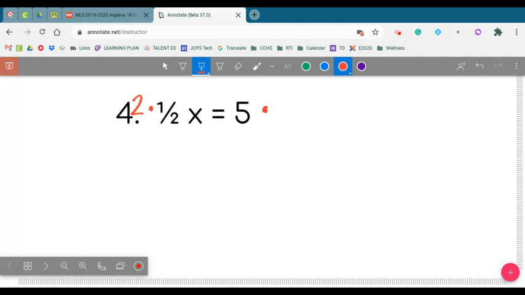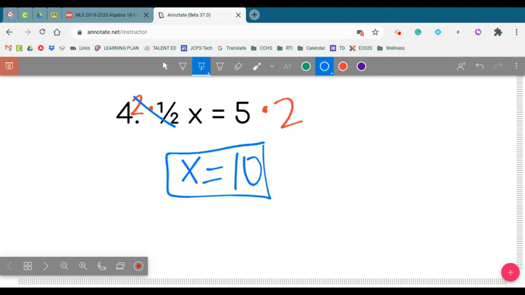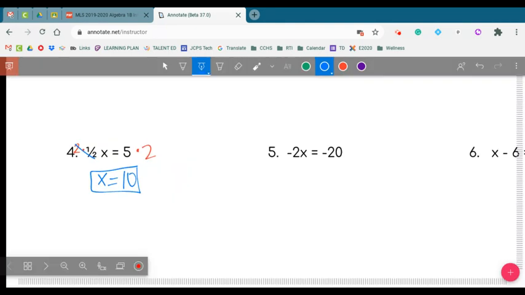Since we have to do that to one side, we have to do it to the other. 2 times 1/2 is going to give you 1, so you're just going to be left with x. 5 times 2 is going to give you 10. That is your answer. And we'll go more into depth with our fractions whenever we talk about clearing out fractions later on in this unit.